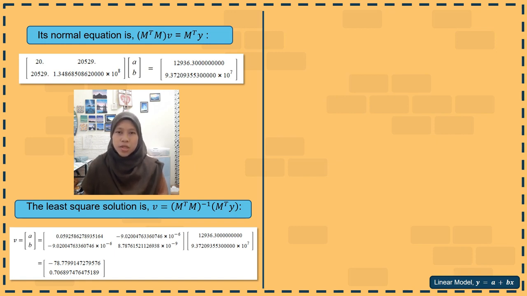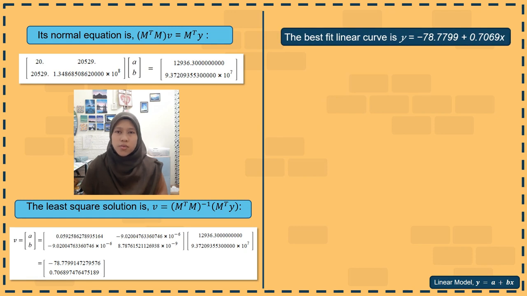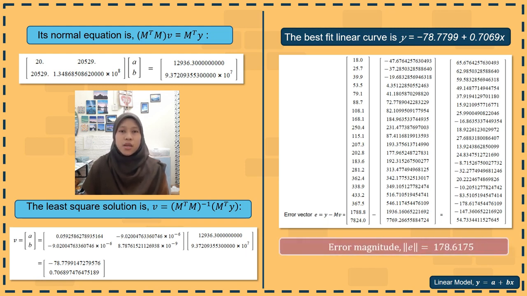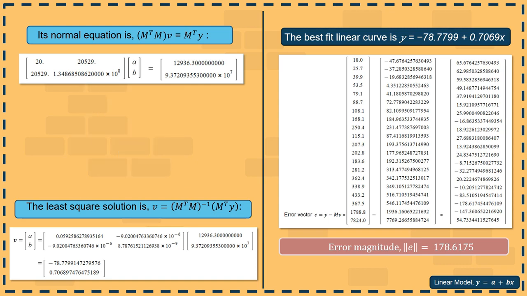So, the linear equation is Y equal to negative 78.7799 plus 0.7069x. To find the error vector, we must subtract matrix Y by M times V, which is the least square solution that we already obtained before. Lastly, we can get the magnitude of the error vector, which is 178.6175.